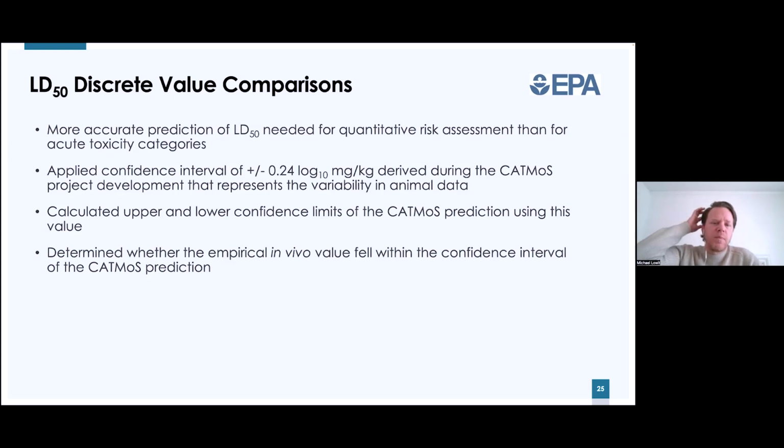For the LD50 comparison, it's important to recognize that this CAPMOS prediction is needed for quantitative risk assessment and therefore needs to be more accurate than required for assigning acute toxicity categories. As previously mentioned, CAPMOS's predictions of the LD50 include a 95% confidence interval, which is based on variability in published empirical in vivo data. We considered this 95% confidence interval when assessing the accuracy of the CAPMOS estimates for the 177 chemicals in our analysis.